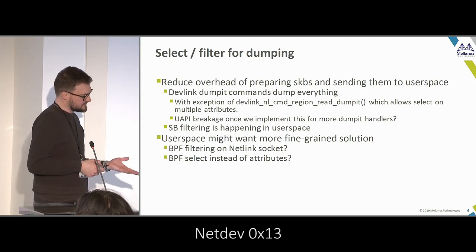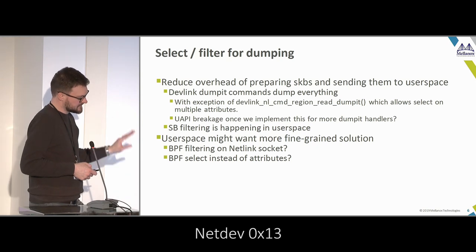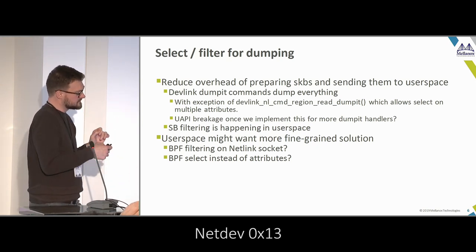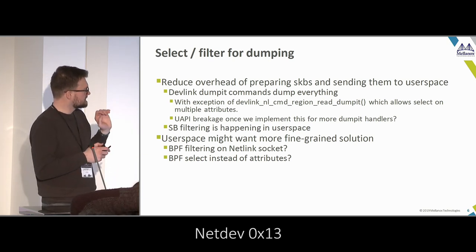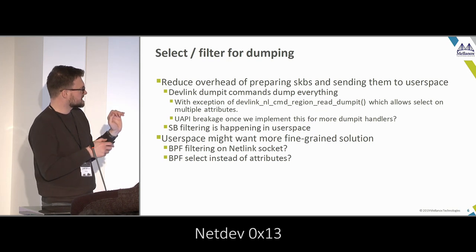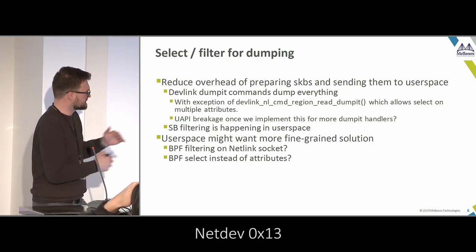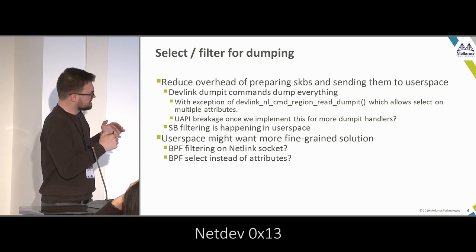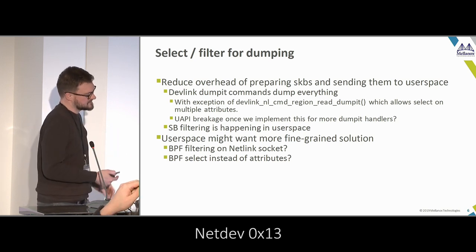So in DevLink we do dump commands, and we just dump everything, with one exception, which is region read. It allows you to select by an attribute. So you put, in user space, some attributes, and according to these attributes, it does the selection and the filtering of the dump. Not filtering, but it actually doesn't put data in the dump when you don't specify it.